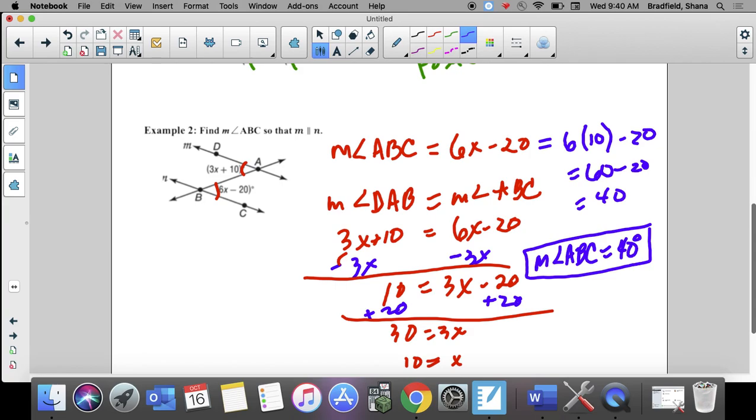We cannot assume, so what we were doing there was we were saying what would have to happen in order for M and N to be parallel. And we know that we would have to have congruent alternate interior angles in this case for those lines to be parallel. And so, therefore, we made them congruent or equal to each other.